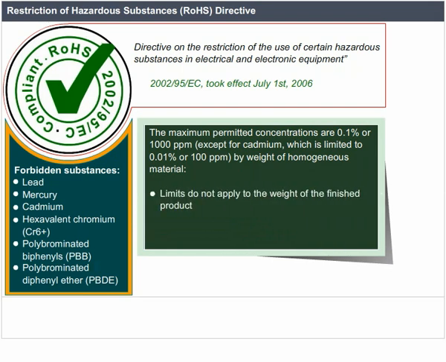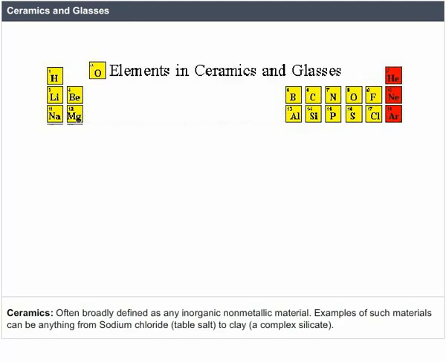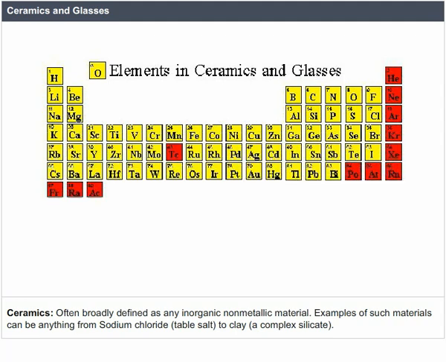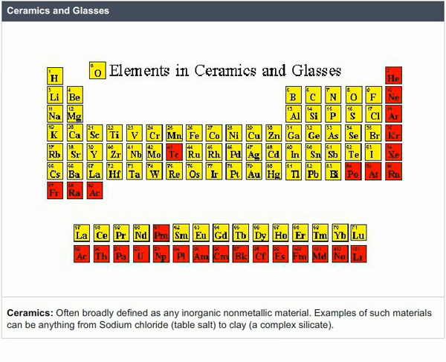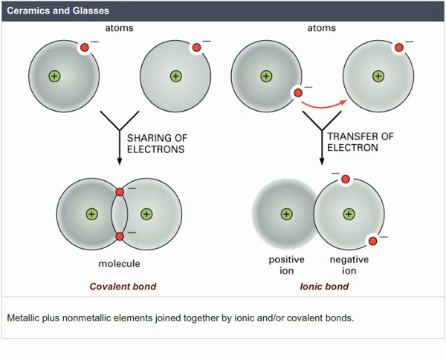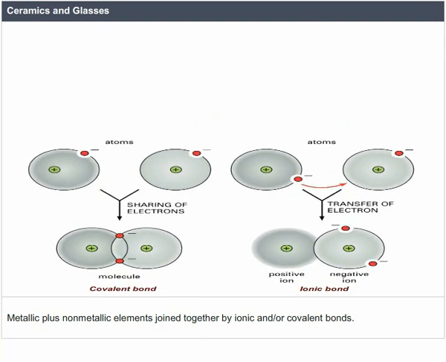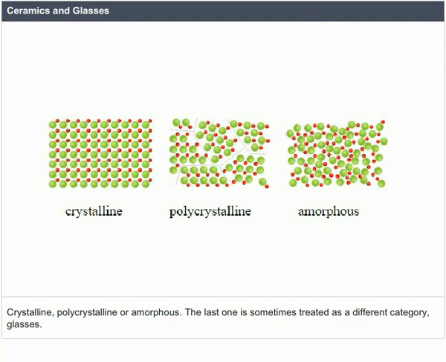Limits do not apply to the weight of the finished product, but to any single substance that could be separated mechanically. Ceramics and glasses. Ceramics are often broadly defined as any inorganic non-metallic material. Examples of such materials can be anything from sodium chloride, table salt, to clay, a complex silicate. They are metallic plus non-metallic elements joined together by ionic and/or covalent bonds. Crystalline, polycrystalline or amorphous; the last one is sometimes treated as a different category, glasses.